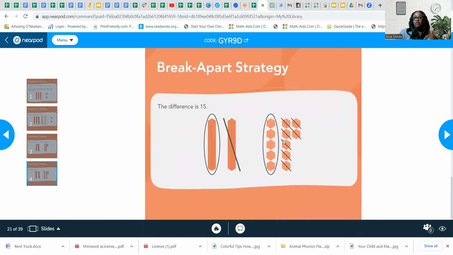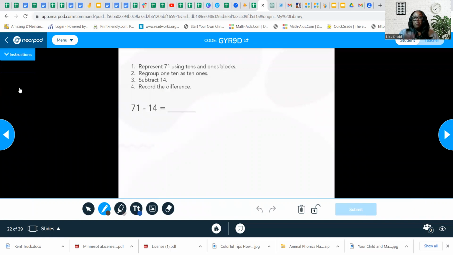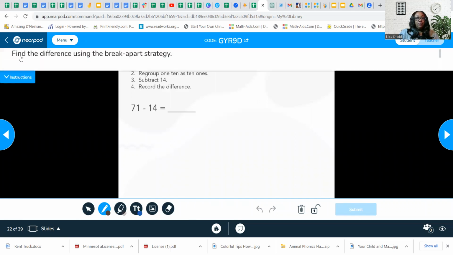And the difference is 15. Now that's the strategy. Now we're going to apply the strategy together. All right. We're going to do this one together. Then you're going to have an opportunity to do one on your own for understanding. Okay. So we'll do this one together.